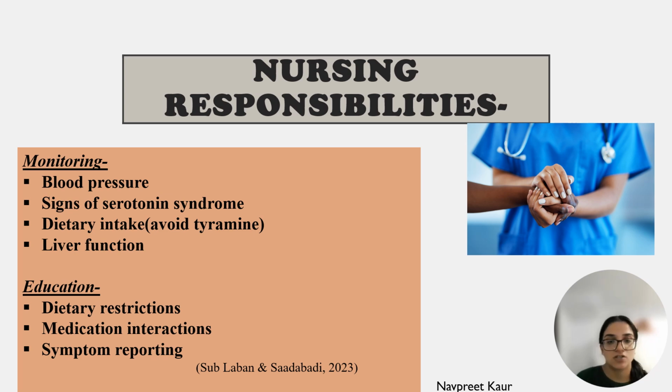Next is the education. What will we educate the patient? First, it includes dietary restrictions. Teach the patient to avoid foods like cheese, cured meats, and fermented products. These are the same as in case of gout. The last is medication interactions. Warn the patient about the risk of taking other drugs with these medications, and if any other symptoms arise, report it to the doctor.